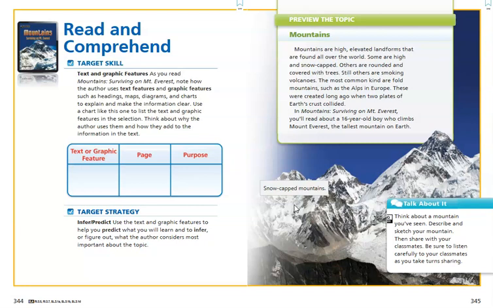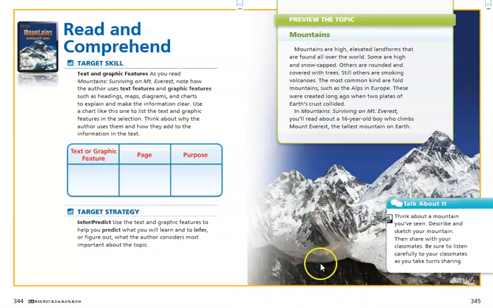In Mountains: Surviving on Mount Everest, you'll read about a 16-year-old boy who climbs Mount Everest, the tallest mountain on Earth. Oh my goodness, he must be very brave, don't you think, guys? A 16-year-old climbing Mount Everest? Whoa. Before we read this story, just answer this to yourself or maybe to your parents or somebody else in the room. Would you want to climb Mount Everest? And if you did, what do you think you would need to bring with you in order to make that journey?